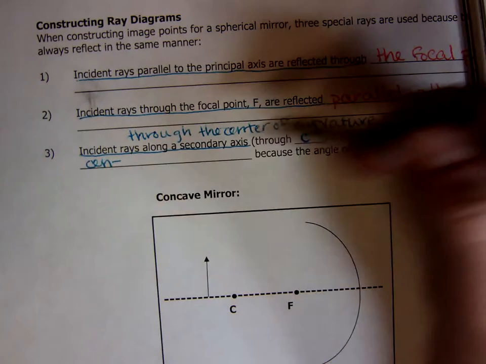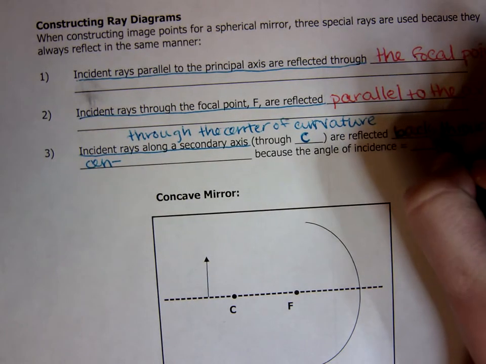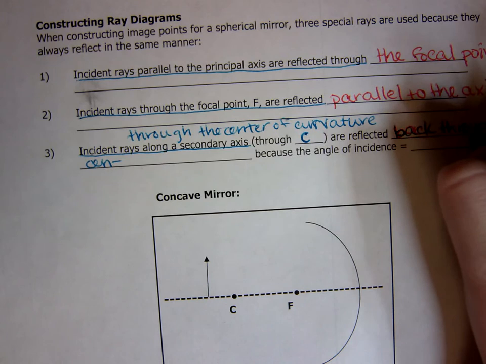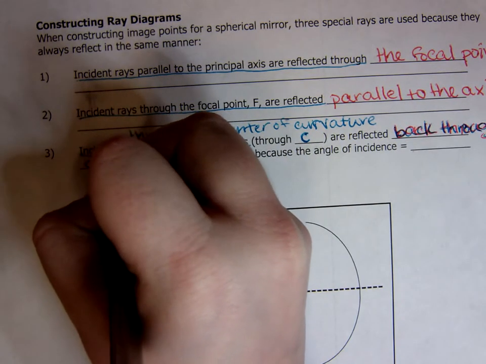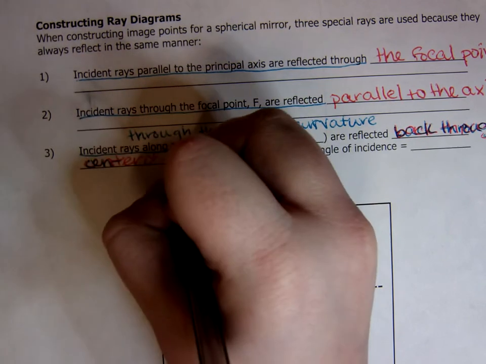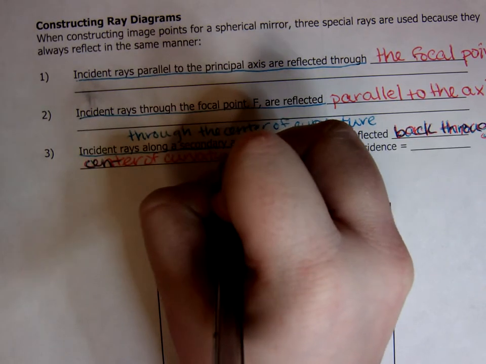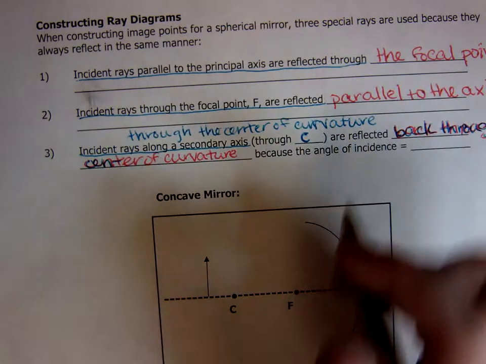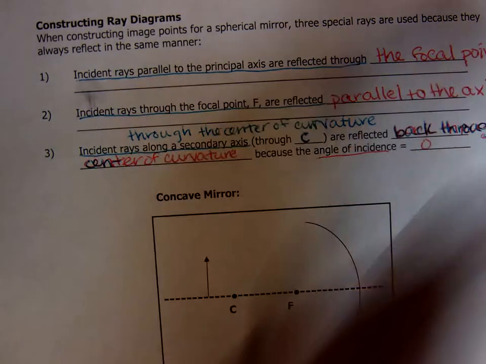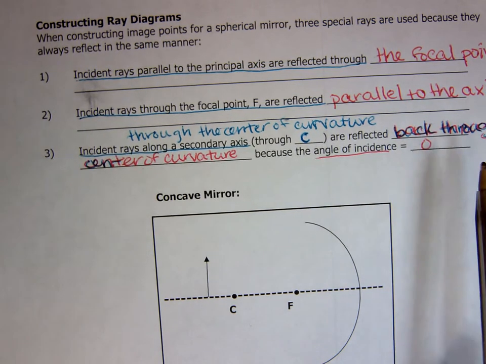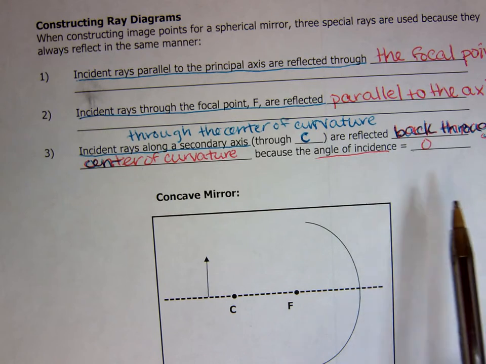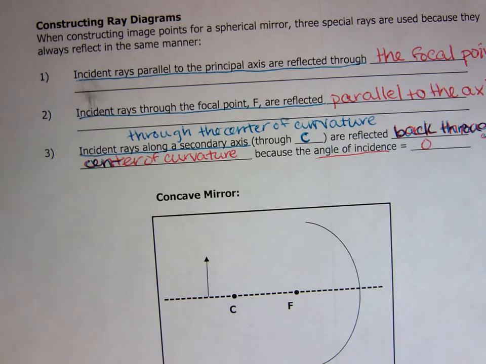Oh, and I'm using the wrong color, look at that. Back through. That one's kind of weird, but once we do an example, you'll see what I'm talking about. So back through the center of curvature. And this is because the angle of incidence is 0. So back when we talked about the law of reflection, if it comes in at a 20-degree angle, it goes out at a 20-degree angle. If it comes in at a 0-degree angle, then it goes back out at a 0-degree angle, which means that it would go back along its original path.